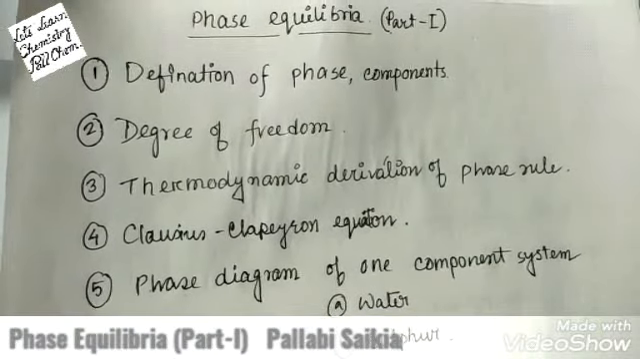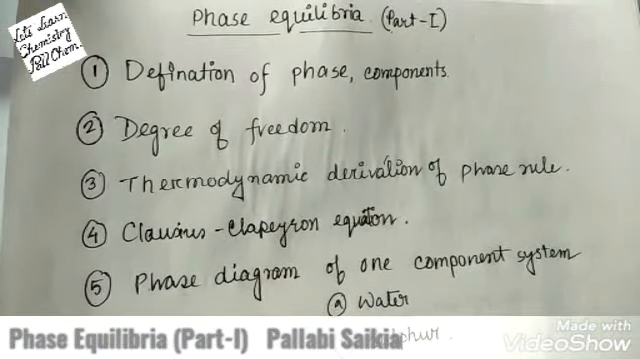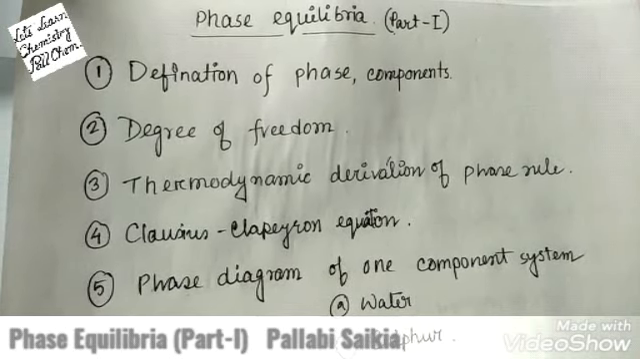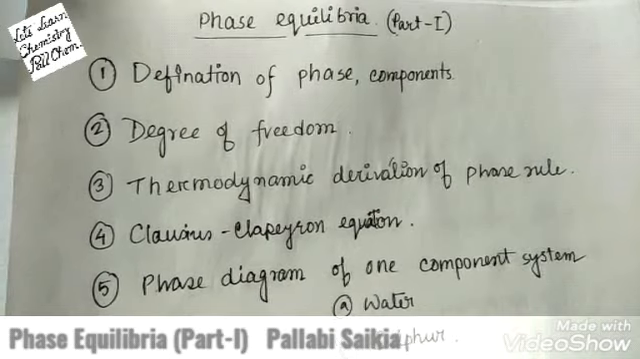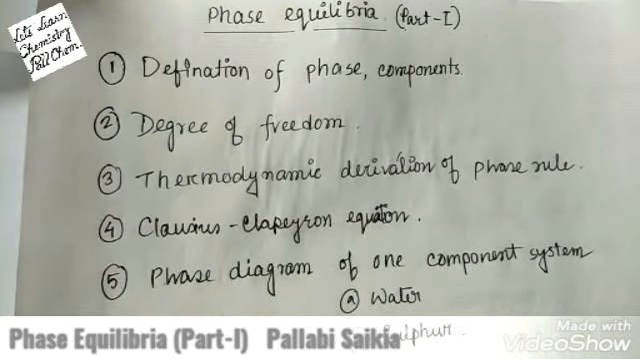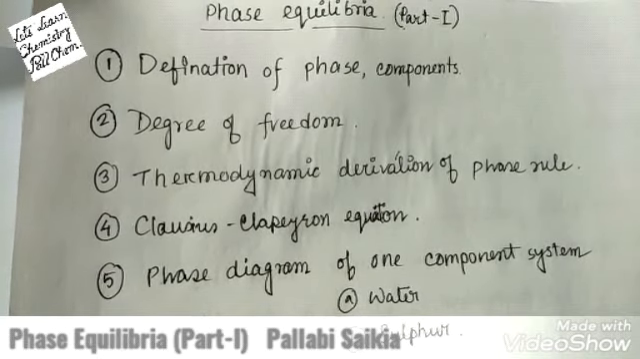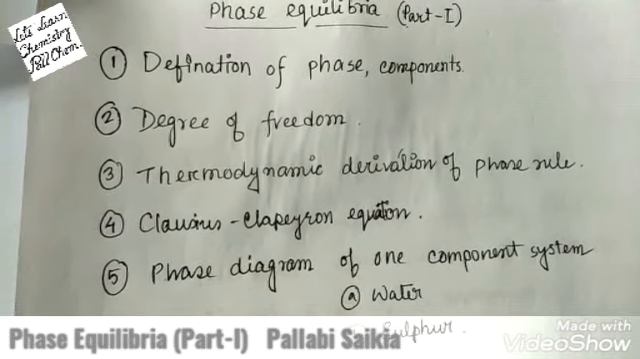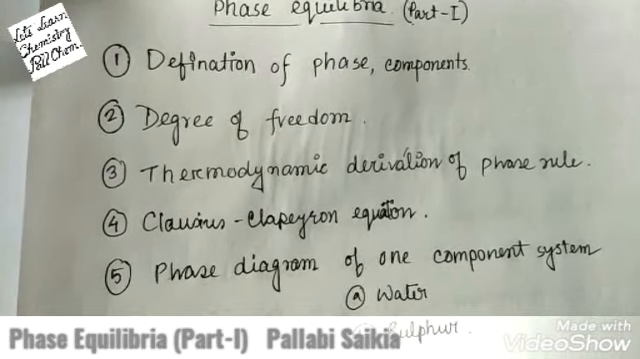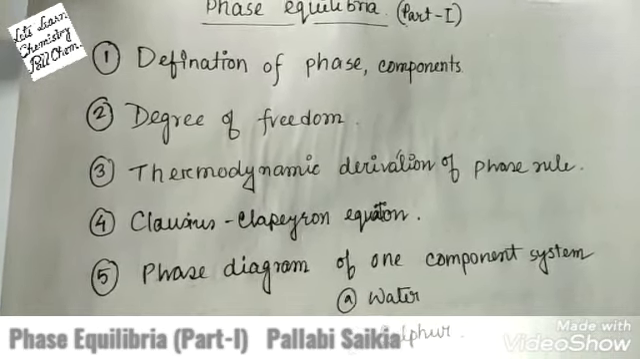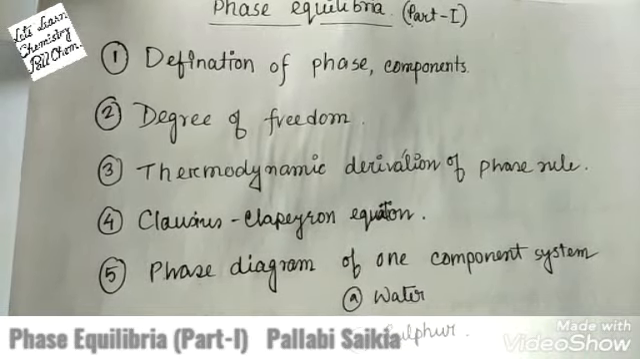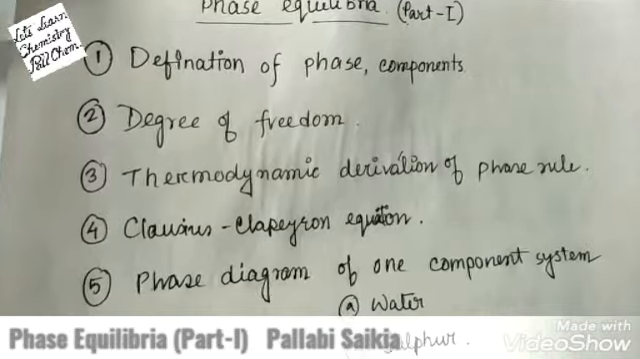Dear students, in this video we will discuss phase equilibria. In the first part, we include number 1, definition of phase, components and degree of freedom, then the phase rule and the thermodynamic derivation of the phase rule, then the Clausius-Clapeyron equation, then the phase diagram for one component systems, that is the water and sulfur system.